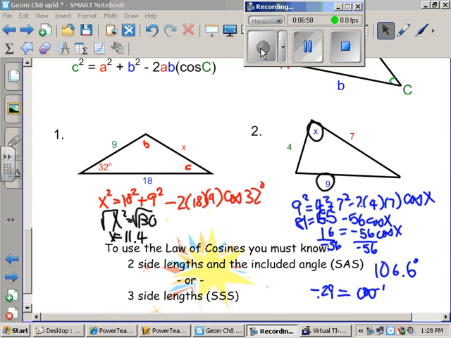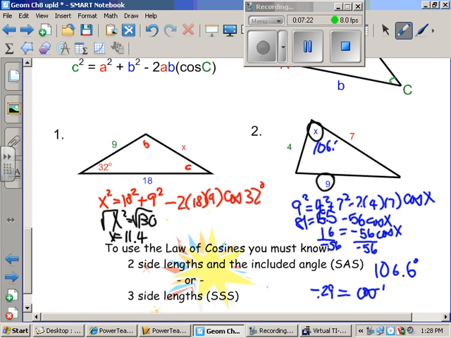Okay, so after you solve this, all I'm doing is following order of operations, just make sure that you follow order of operations. So I get down to here, and I get negative 0.29, because that's 16 divided by negative 56, equals the inverse cosine. So I take the inverse cosine, and I get 106.6. So angle x is 106.6 degrees. All right?